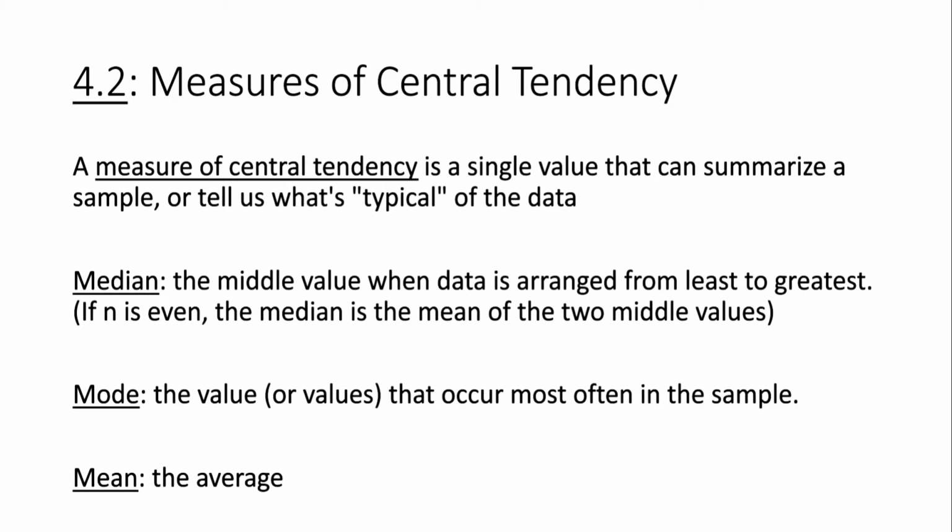A measure of central tendency is a single value that can summarize a sample or tell us what's typical of the data. There are three different measures of central tendency. The first is the median. This is the middle value when data is arranged from least to greatest. If n is even, meaning your sample size is even, the median is the mean of the two middle values. The mode is the value or values that occur most often in a sample, and the mean is the average.